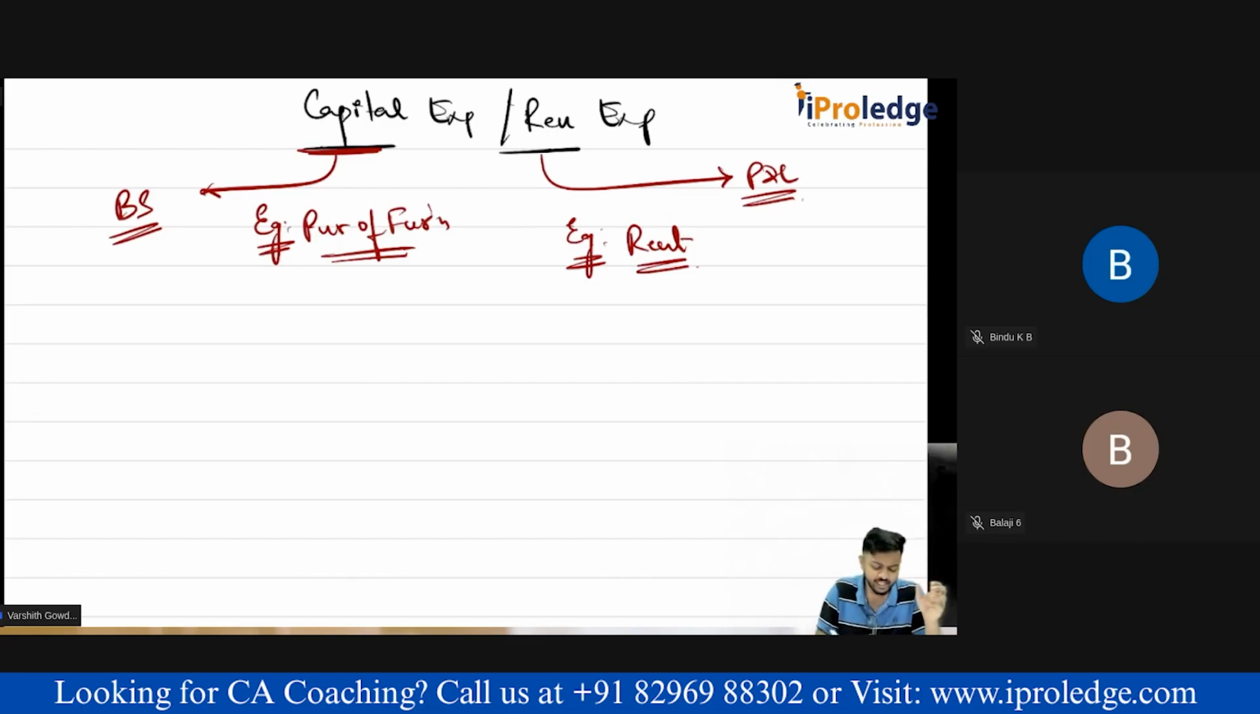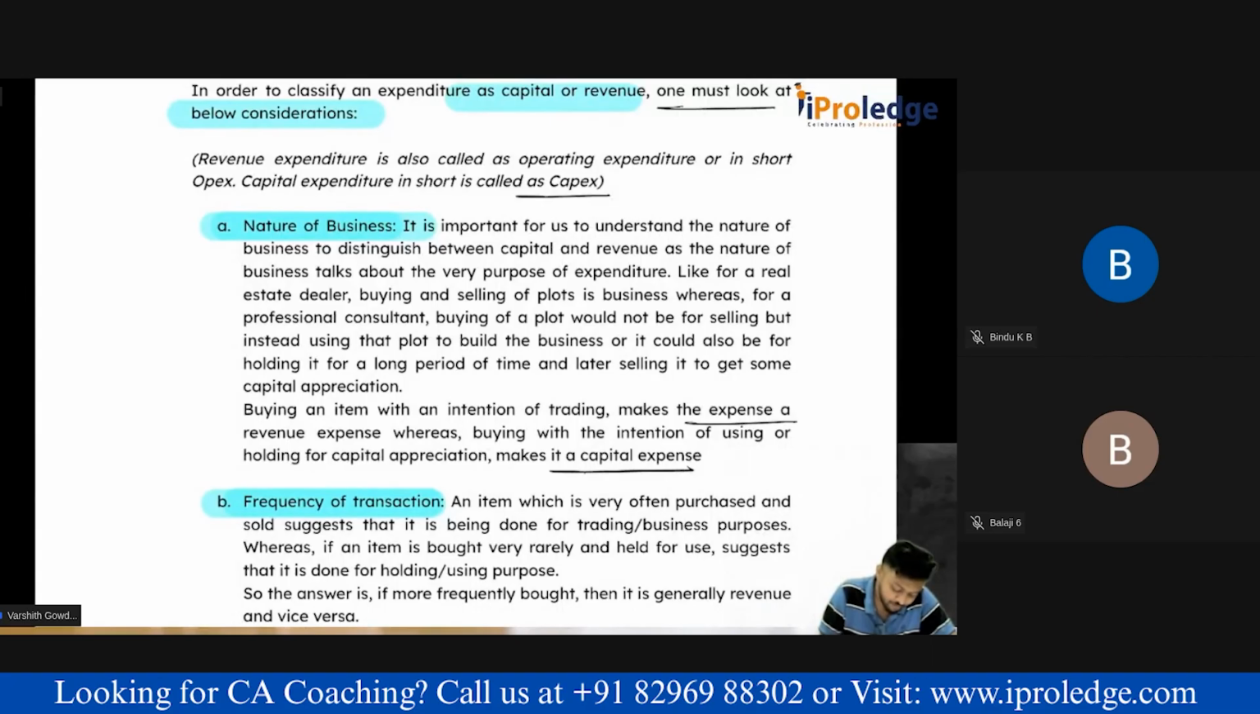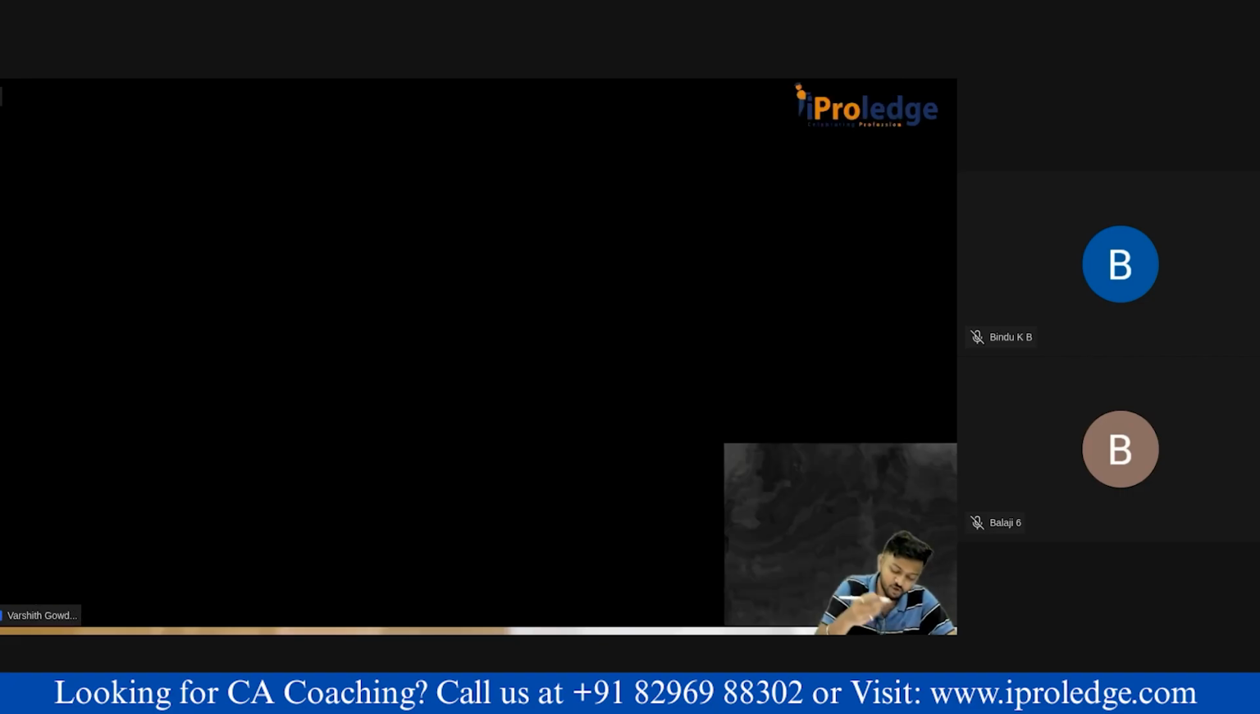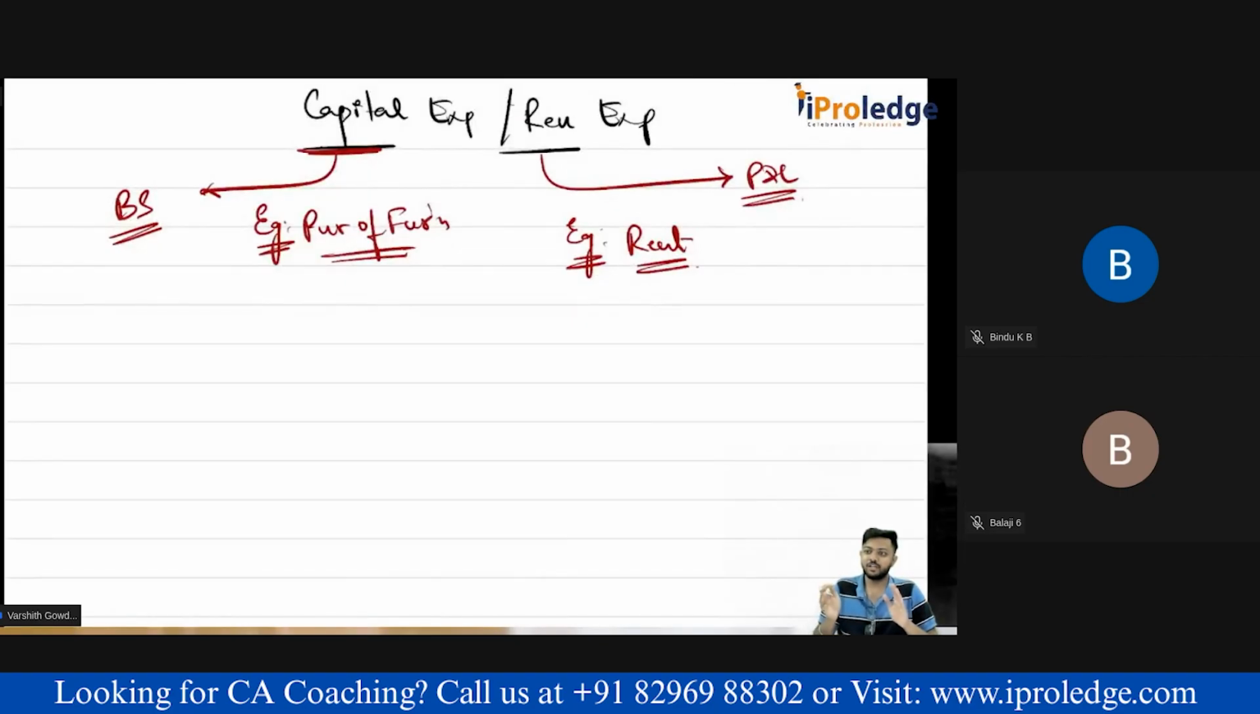So first, the first reason, you have to see the nature of the business. Okay. Is it important? Yes. Now say suppose I ask you, you tell me whether it's a capital or revenue expenditure. Will it normally go to P&L or balance sheet? I have purchased furniture. Okay. Tell me.